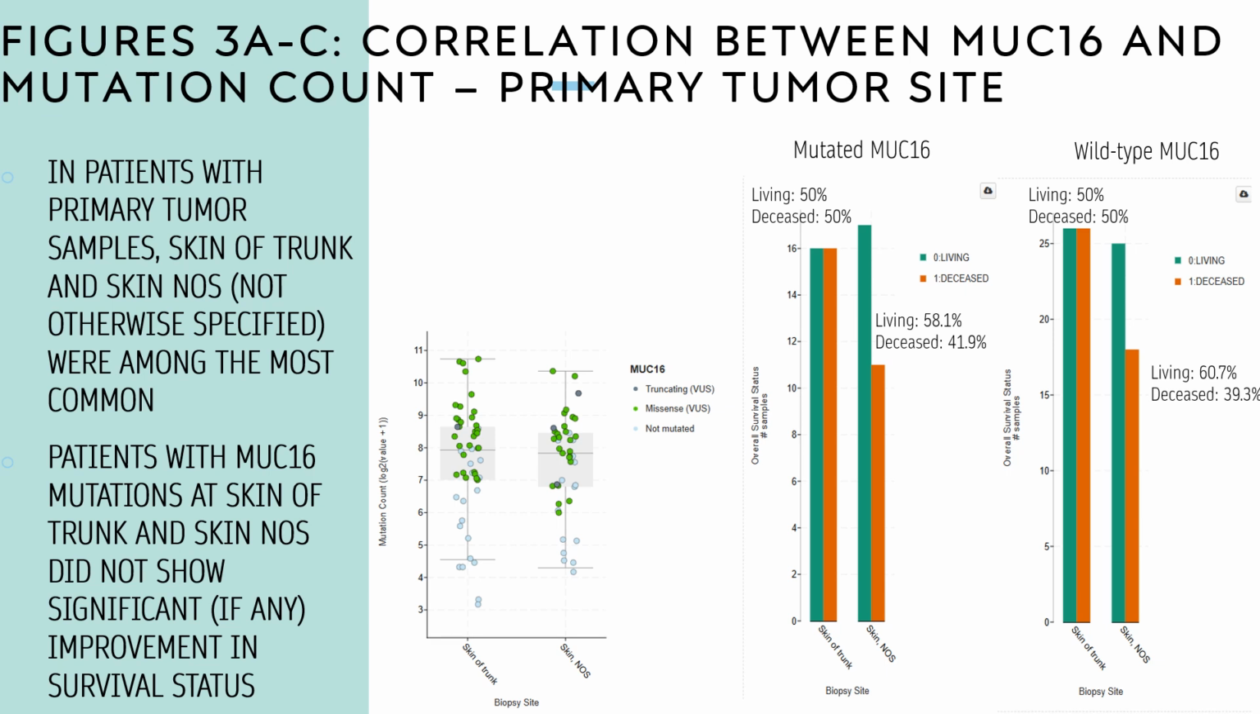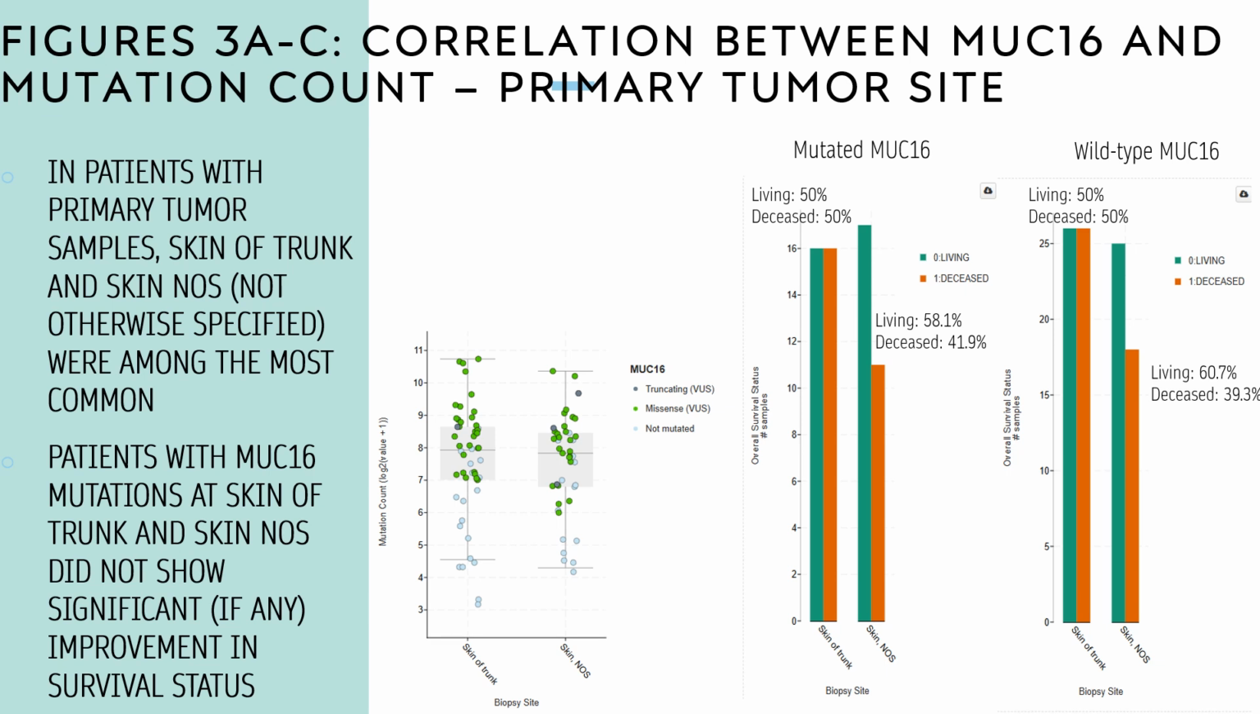Unlike the previous slide where you saw this drastic increase in survival for patients experiencing mutated MUC16 genes at these sites, we don't see the same relationship for the skin samples. You can see in the two figures on the right that patients with the mutated MUC16 gene at the skin of the trunk, compared to wild type, the proportion of living to deceased is the same between the two. The MUC16 mutation doesn't really impact how well a patient's prognosis will be for patients with this mutated gene.